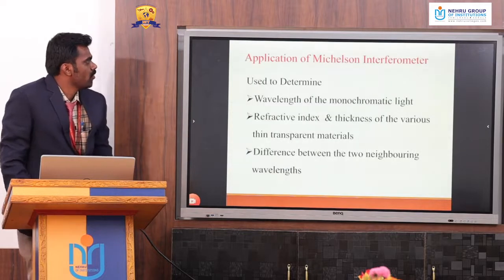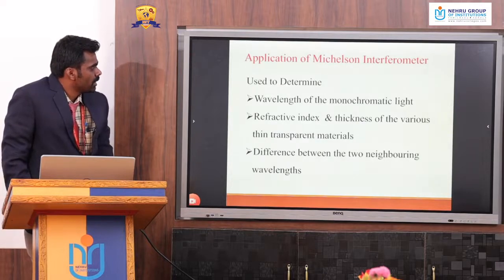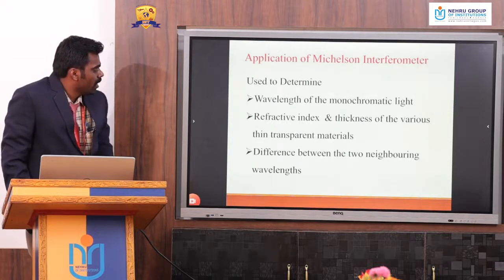These are the applications of the Michelson interferometer. It is useful for measuring the wavelength of a monochromatic light source, and the refractive index and thickness of various thin transparent materials. It is also used for finding the difference between two neighboring wavelengths.